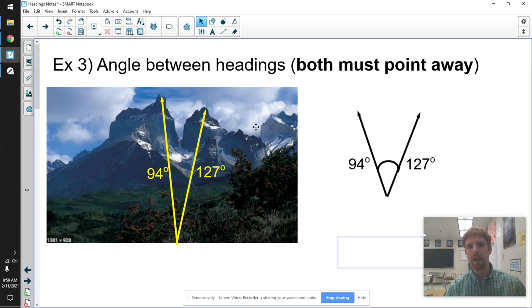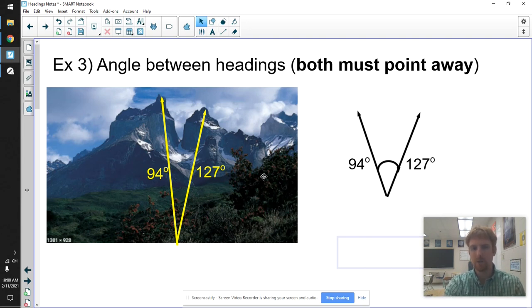Finding the heading or the angle between two headings is going to be a big part of what you're going to do. Let's suppose you're standing here on the ground looking up at these two mountains. Something you have to make sure you do: the angles have to be pointing away from you. That's always the case. Here's the way you would draw it on paper. You're standing right here, looking at two different peaks. Both angles, both vectors, are pointing away from you.